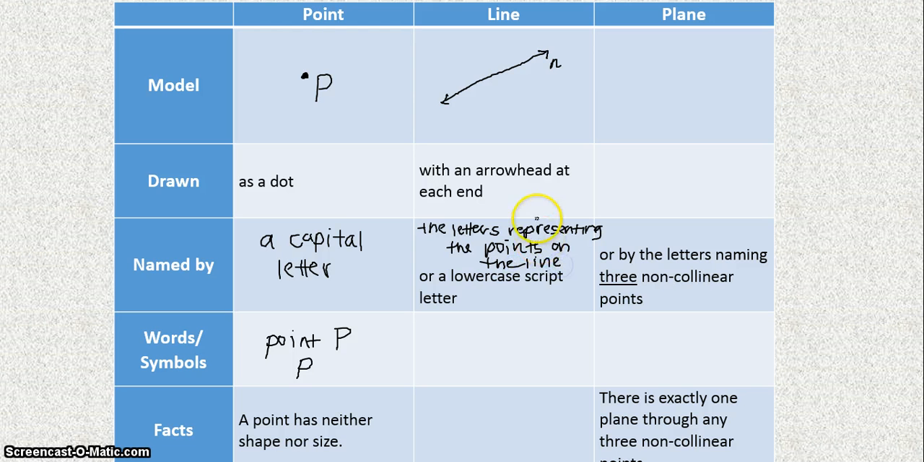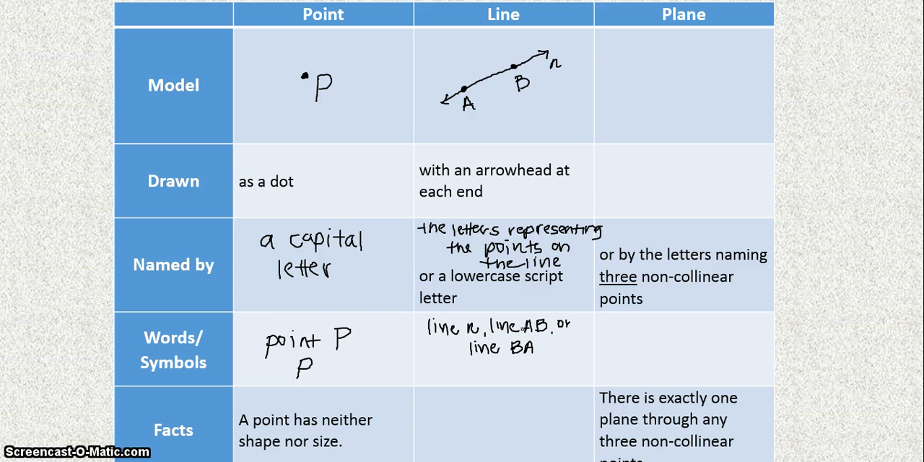Okay, so we don't have any letters on here, so let's put some points, point A and point B. So when I write it out with words, I can call it line N, or I could use those points. I could say line AB, or I could even say line BA.